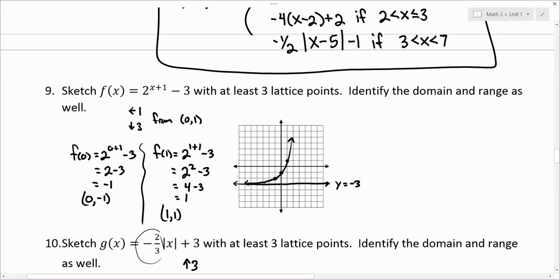So going back to 9, we have it sketched. The domain is, how far left is this graph going to go? How far right is this going to go? And the arrow is pointed to the left. That means it's going all the way to negative infinity. The right side is pointed up and to the right, so it's going all the way to positive infinity. So for our domain, it goes from negative infinity all the way to positive infinity. Or we can say all real numbers.